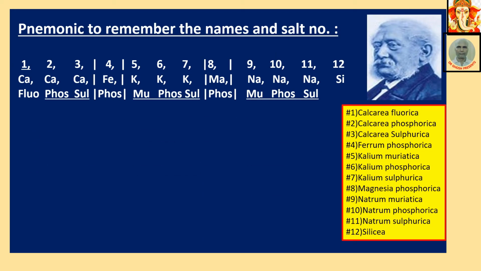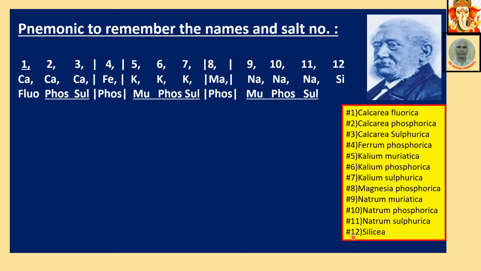Meanwhile, you must have understood that the names of these 12 salts on the right hand side, that's why I am just showing here, the names of the 12 salts and their salt numbers 1, 2, 3, 4, 5, 6, 7, 8, 9, 10, 11, 12 are fixed. That is, you cannot detach the salt number from the name of the salt. Salt number 1 means always calcarea fluoricum. Salt number 8 means always magnesia phosphorica. Silicea is always salt number 12.